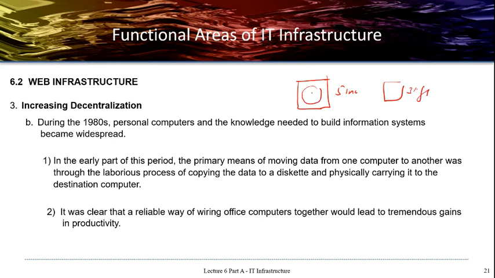The magnetic media is there. You have a small drive and you have to put this disk in. And the capacity, I can remember, was 1.44 MB. Just imagine, 1.44 MB only the capacity. It was clear that wiring office computers together would lead to a tremendous gain in productivity. So then only this networking came. Earlier, you had to copy onto this floppy disk. This is called a floppy. If you Google it, you can probably see the pictures.